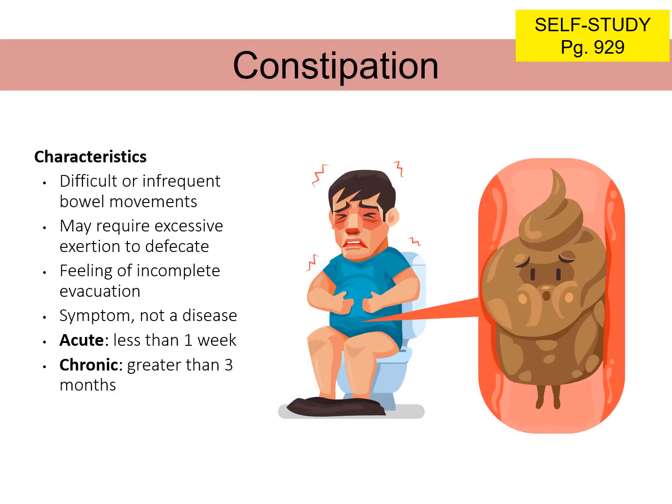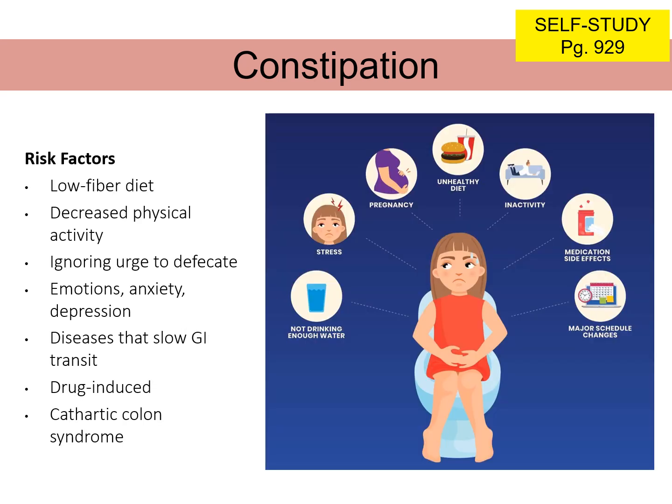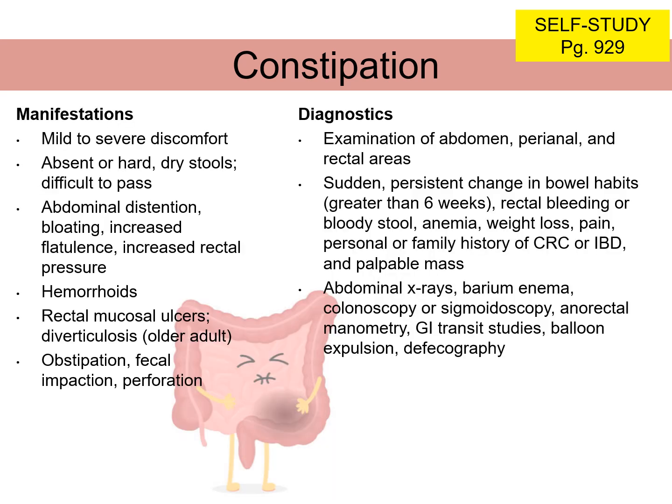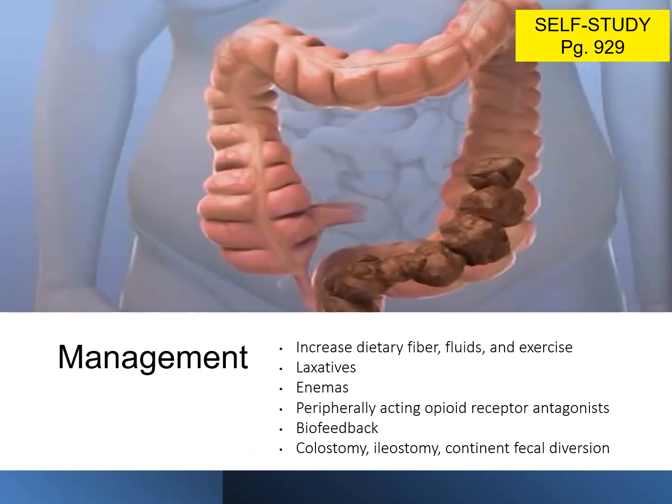Constipation, which is the opposite of diarrhea. Lots of different reasons. Please read through this, page 929 in your textbook. These are all risk factors that contribute to constipation. Okay, again, please read through this. What you'll need to know for sure is how to manage constipation and how to prevent it. So these things listed here, again, please read more about them in your textbook.